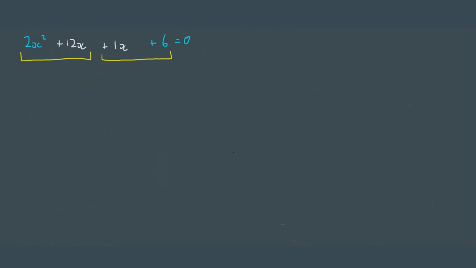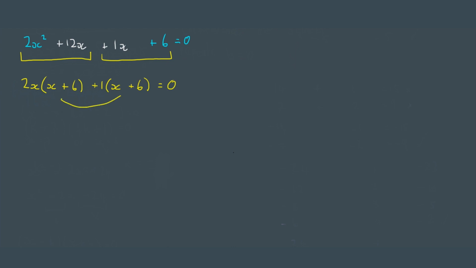So what's the biggest factor I can take out of 2x squared plus 12x? I can take out 2x. And in the bracket, I'll have left x plus 6. That's how you factorize those first two terms. Now the second bracket, the biggest number I can actually take out is just a 1. So plus 1, I will do it actually. I'll take plus 1 out. And that's going to leave me with x plus 6 as the second bracket.